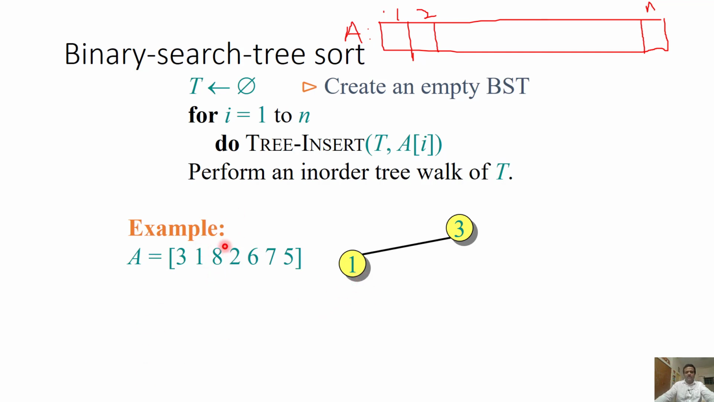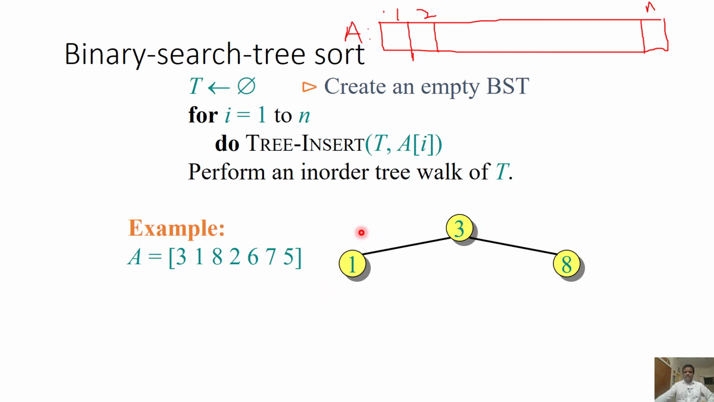Then we go for the next element, that is 8, which we have to insert. Now we start with the root. 8 is greater than 3, so we have to go to the right part. Now this is null, so we can insert 8 over there. So insert 8. Now we have 2, we start with the root, and 2 is less than 3.